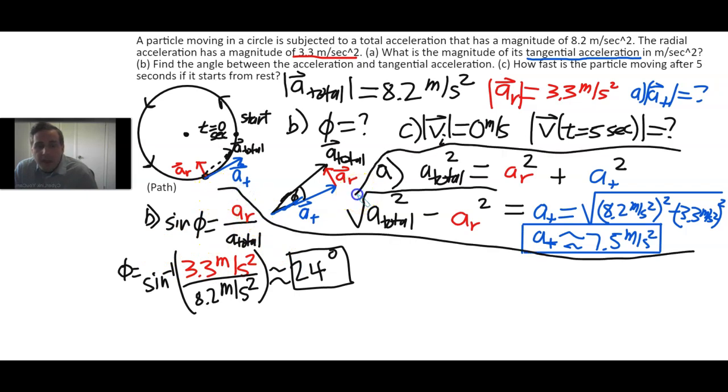And finally, part C. Part C says, how fast is the particle moving after 5 seconds if it starts from rest? Well, the idea is that the speed will only be determined by the tangential acceleration. So I think we can use linear kinematics, that is one-dimensional kinematics, for constant acceleration if we know the time. And with the linear kinematics, we want to think about which kinematic equation to use.